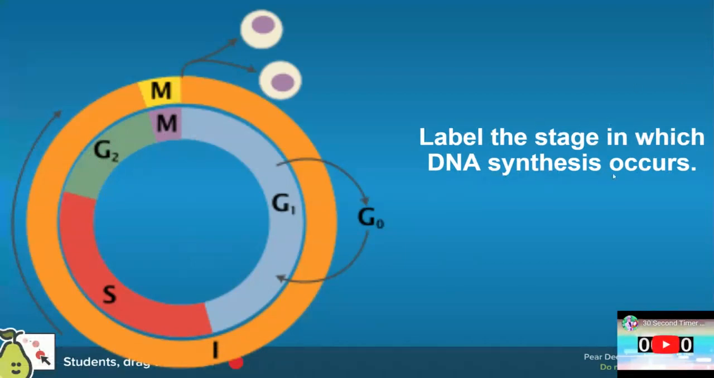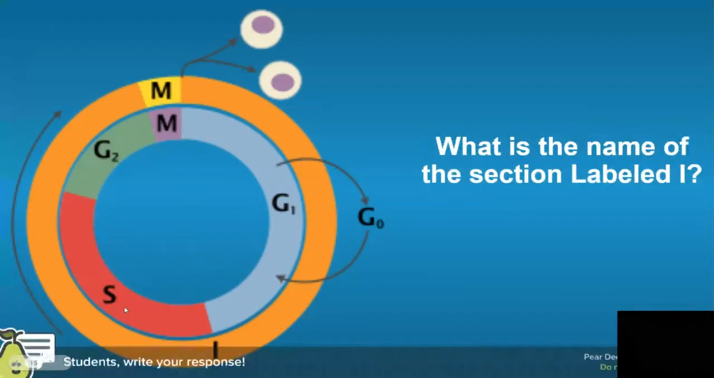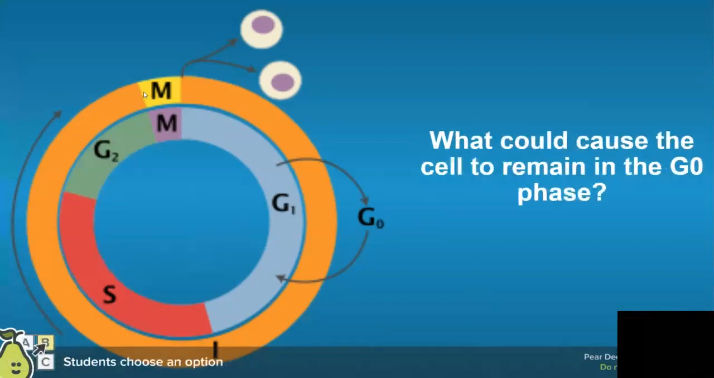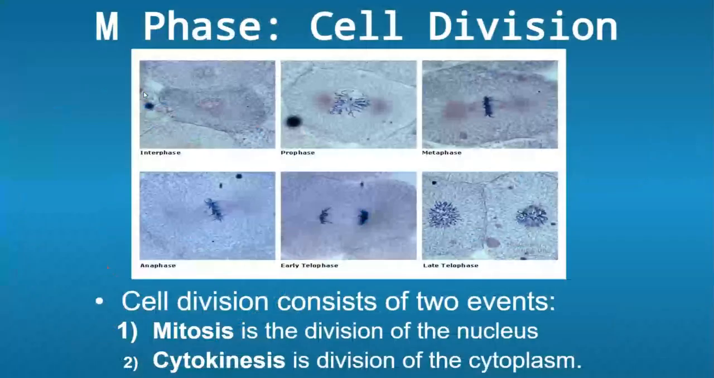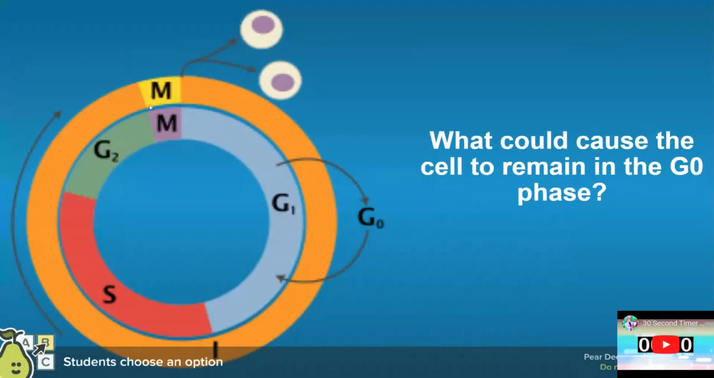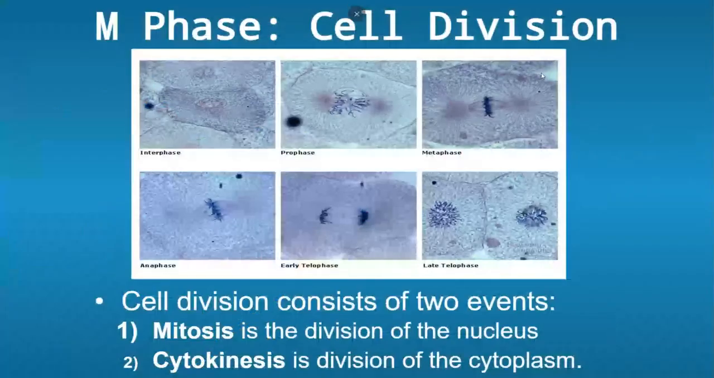What stage does DNA replication happen? Well, S phase, which represents synthesis. And the section labeled I is known as interphase. Let's learn about the section that's not interphase, M phase, or mitosis. The M phase is when cell division happens.